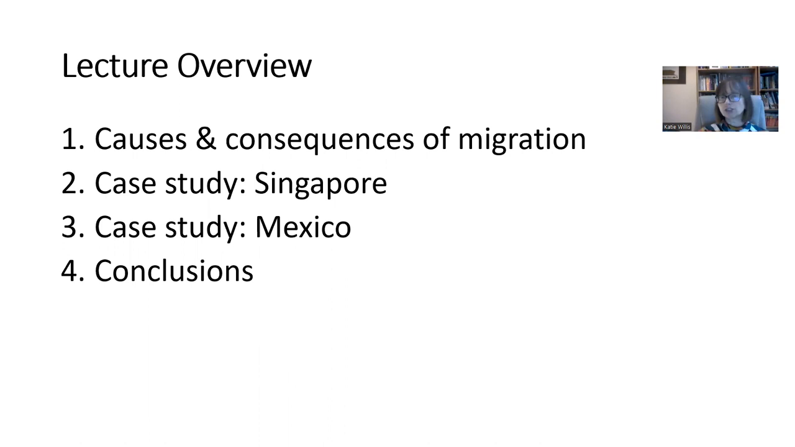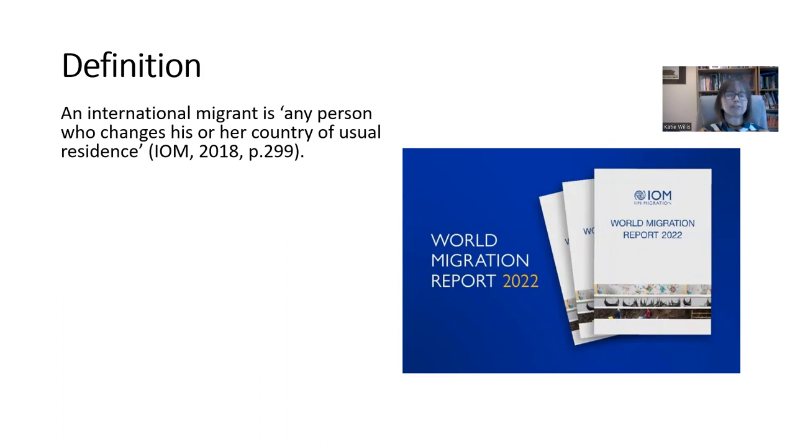So let's start off with a definition. Even though migration is clearly something that takes place within boundaries of a nation state, in this lecture I'm going to focus on international migration. According to the IOM, the International Organization for Migration, an international migrant is any person who changes his or her country of usual residence. And as we often have in geography definitions, if we really start to think about this, it becomes much more complicated than we first think.